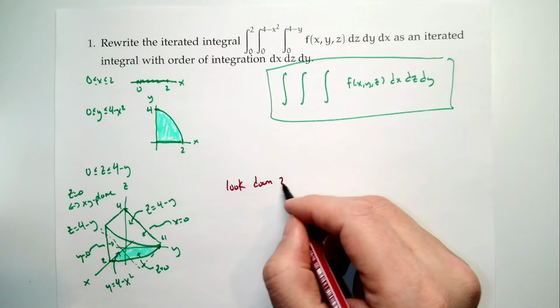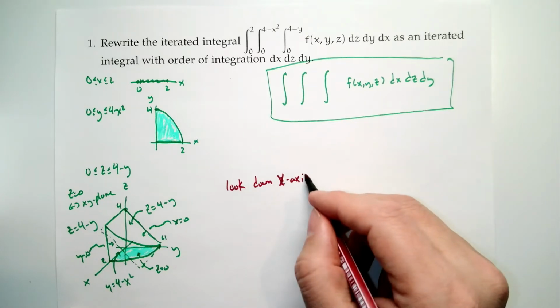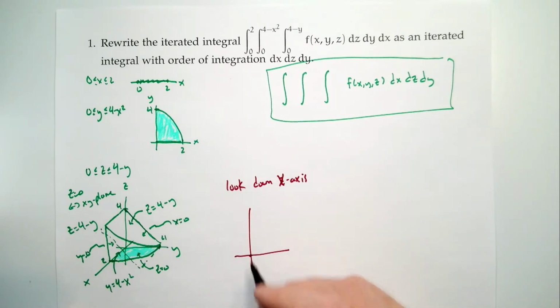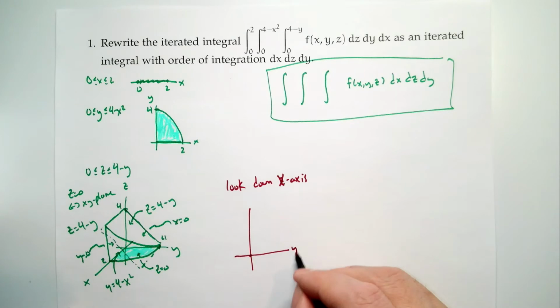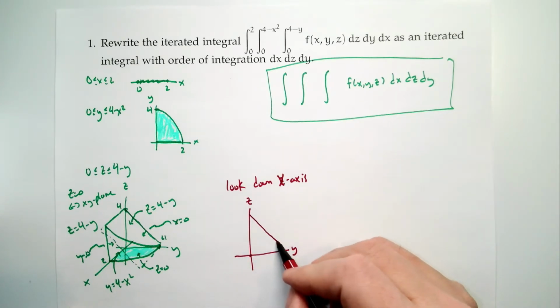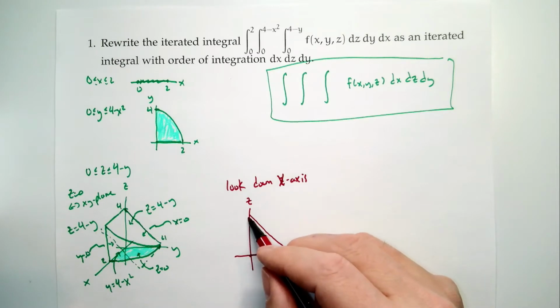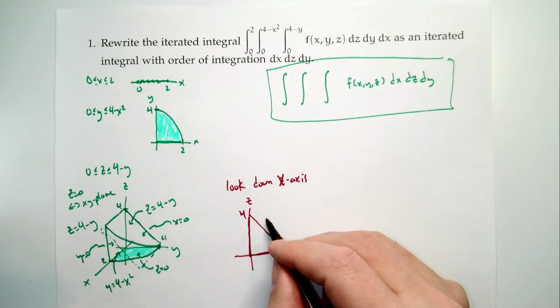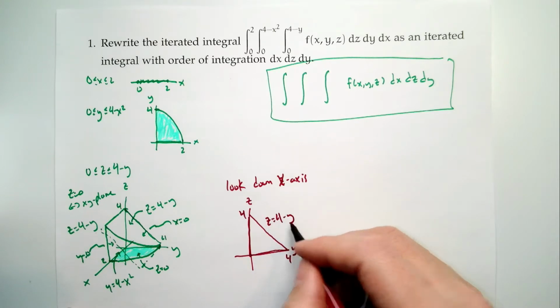Well, what I'll see is that I'm not going to see the x-axis anymore. It's just a single point. But I'll still see the y and the z, and in particular, I'm going to see a nice triangle shape. It intersects here at 4 and 4, and this is the line z equals 4 minus y.